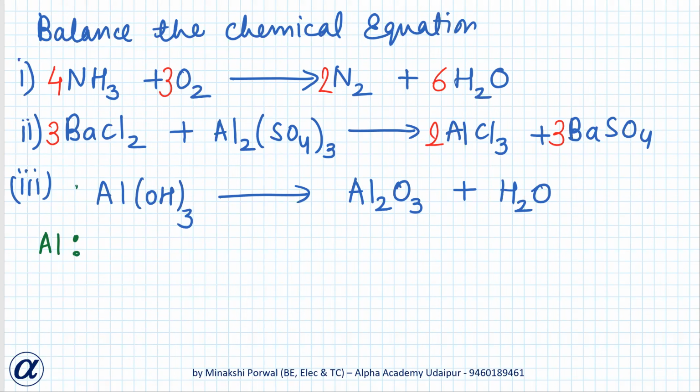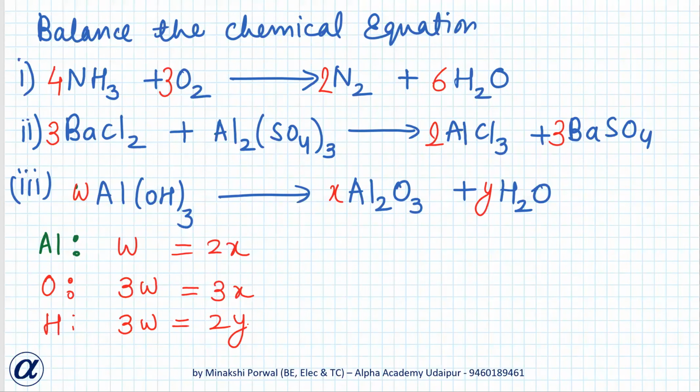Suppose this is W, this is X and this is Y. So W equals 2X. For oxygen, the equation will be 3W equals 3X plus Y. Okay, there also it is right. One minute. 3X for oxygen, sorry, 3X plus Y. And for hydrogen, it is 2Y. Okay, right.